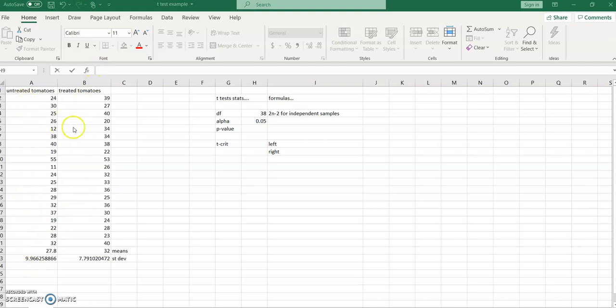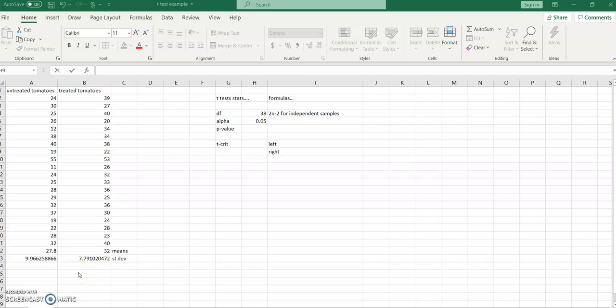There's my data arrayed in Excel, two columns. Should look familiar. I calculated means for my untreated group. I've got 27.8 as the mean. I calculated a standard deviation of 9.96. For the treated group, I have 32 as the mean, and I've got a standard deviation of 7.79. All right, so that's the basic summary statistics.